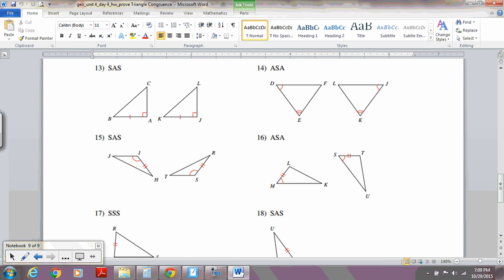On number 13, they want us to prove it by side angle side, and as of right now, it has one side marked and the right angle marked. And in order to prove it by side angle side, the angle has to be between the two sides. So that means CA would need to be congruent with LJ. So CA has to be congruent with LJ.